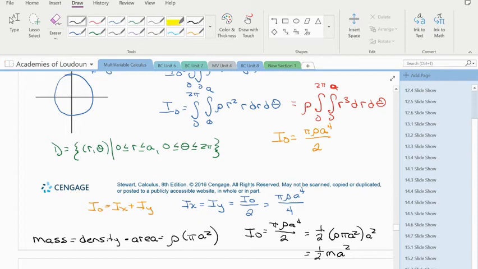So if we increase the mass or the radius of the disk, we increase the moment of inertia. And in general, the moment of inertia plays much the same role in rotational motion that mass plays in linear motion. The moment of inertia of a wheel is what makes it difficult to start or stop the rotation of the wheel, just as the mass of the car is what makes it difficult to stop or start the motion of the car.